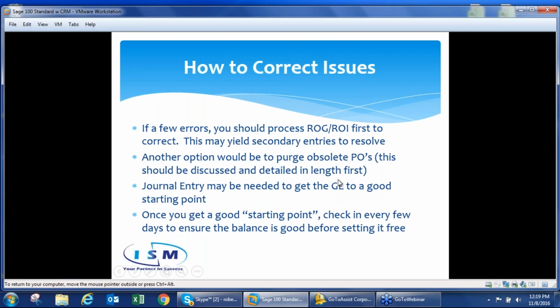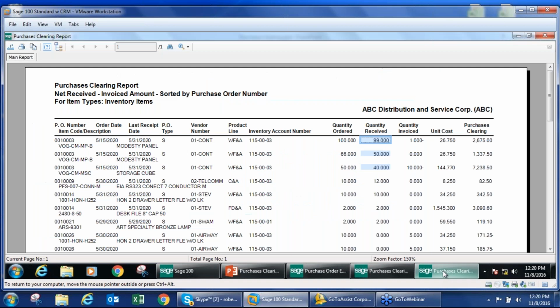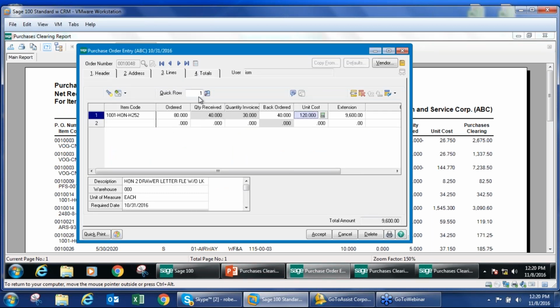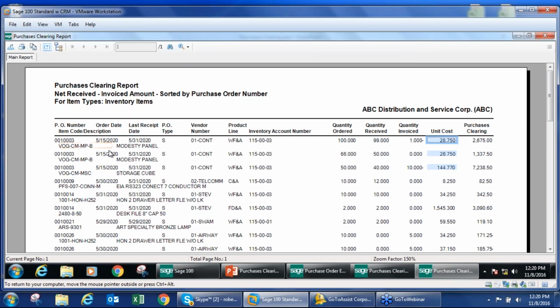This should be discussed in detail at length first. Now, this is a situation we see with some clients where we have POs or items in the purchases clearing report that go back to 2005, 2007. Obviously, they're erroneous, they're old, but we want to start using the purchases clearing report going forward, so we need to get those out. Well, this information all comes from the PO. So if we get rid of the PO, we effectively remove those entries from the purchases clearing report.